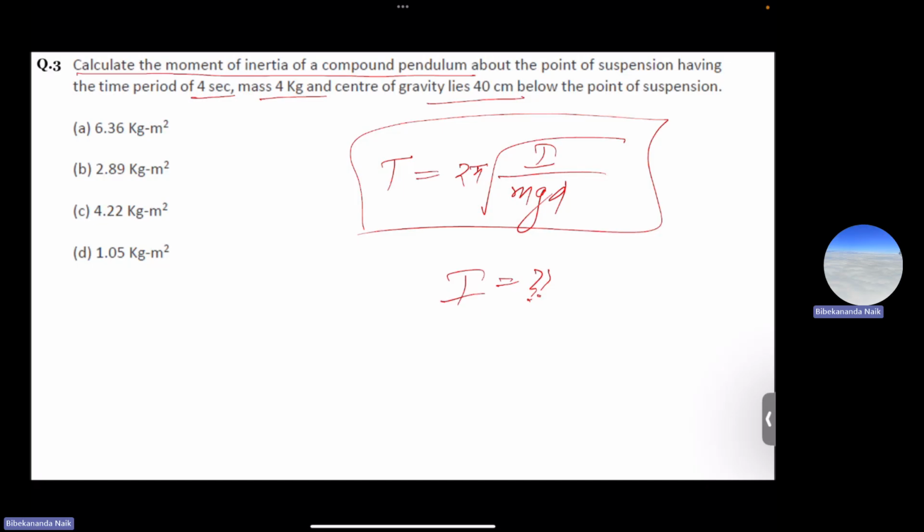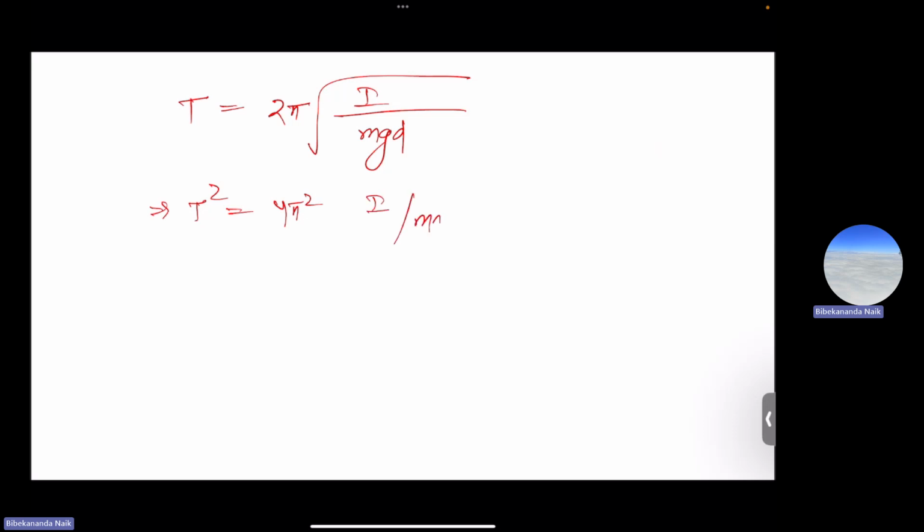So if we solve it, T is 2 pi times the square root of I divided by m g d. That implies T square is 4 pi square I divided by m g d. That implies I equals T square into m g d divided by 4 pi square.